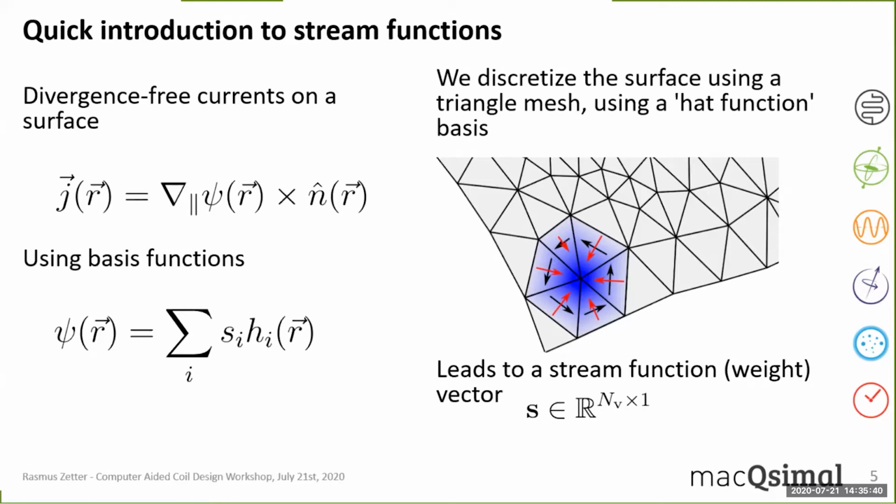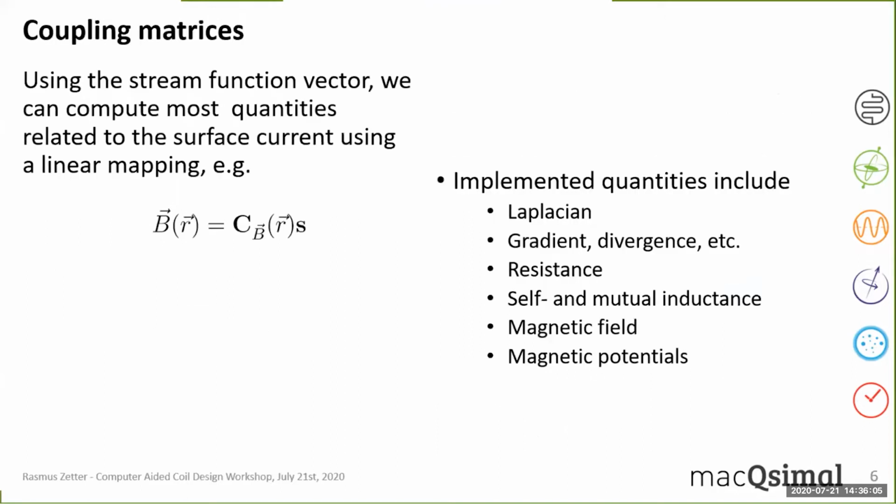Then for when we have hat functions for every vertex on the mesh, we can represent any source-free current on that surface using this stream function weight vector S, which then has the length NV, or number of vertices. Right, so moving on from here, take a pretty big leap.